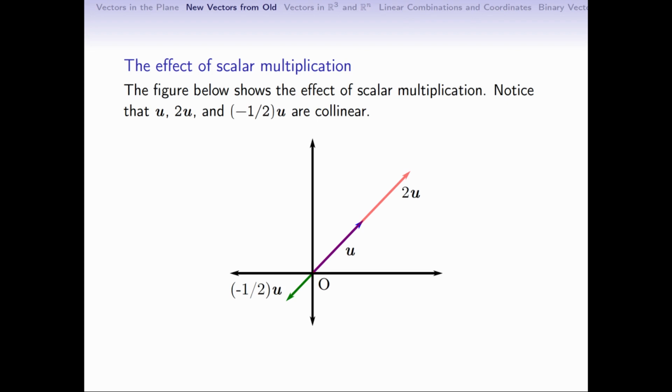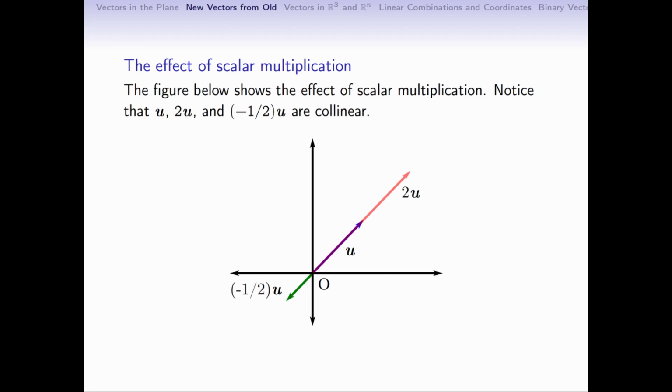So you can see the various results of scalar multiplication. You can magnify or shrink the vector, you can preserve the direction, or you can invert the direction. So these are all the manifold effects of scalar multiplication. But in all cases, multiplying by a scalar will produce another vector that's collinear with the original vector.